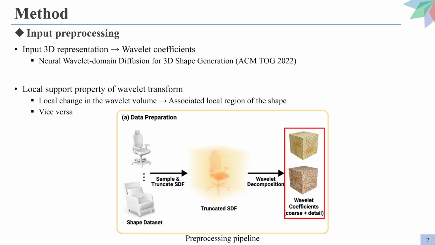The input shape is transformed into wavelet coefficients in a two-step approach, which is a method introduced in the paper Neural Wavelet-Domain Diffusion for 3D Shape Generation. The shape is initially sampled into a high-resolution truncated signed distance field volume, which is then converted into a wavelet coefficient volume using wavelet decomposition. Because the wavelet decomposition holds the local support property, a local change in the wavelet volume affects only an associated local region of the shape and vice versa. This allows the editing of local parts while preserving the overall shape of the input geometry.